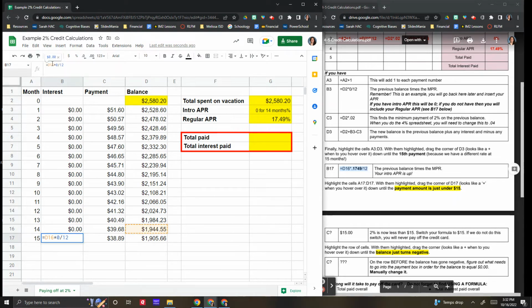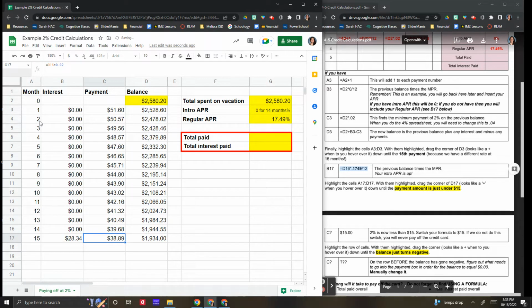So that's the previous balance for the previous month. And instead of the 0, I now need to put in my interest rate, which is the 17.49%. I'm going to again calculate that as a decimal, so 0.1749. And then I'm going to divide that by 12 because, again, I need it to be a monthly APR or a monthly percentage rate, not an annual percentage rate.